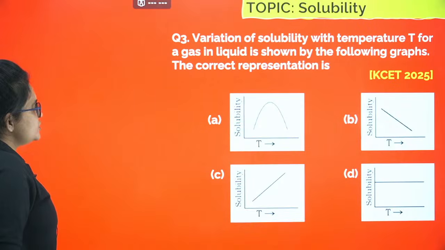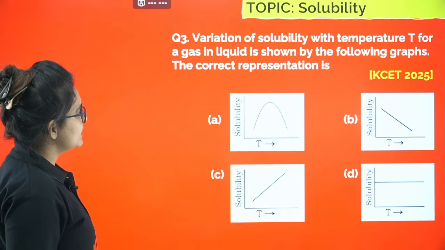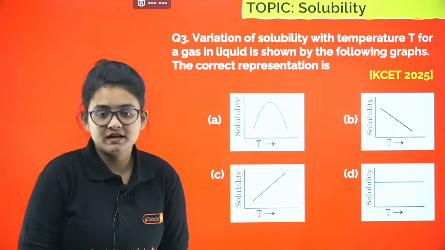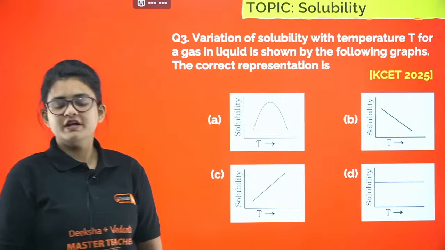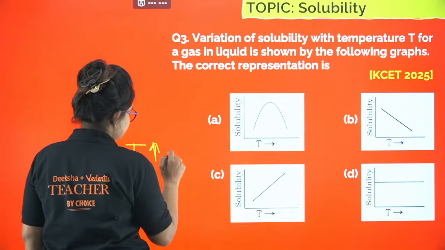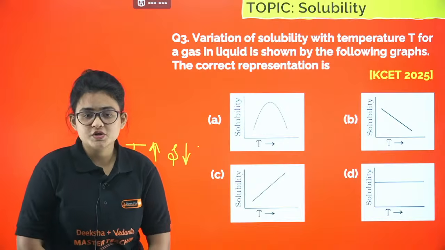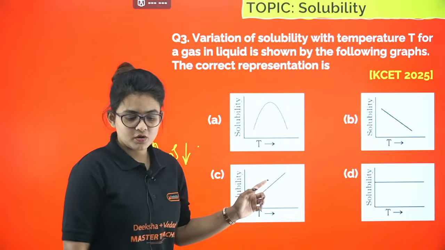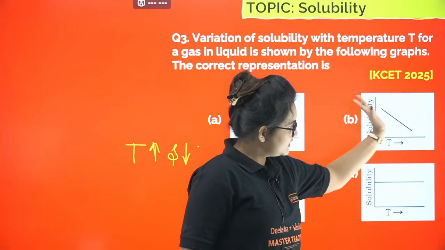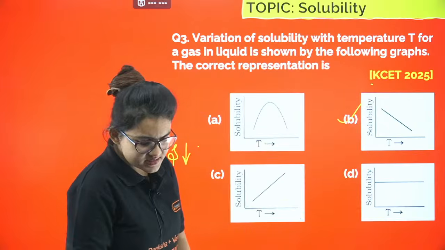So here you can see the variation of solubility with temperature T for a gas in a liquid is shown by the following graphs, the correct representation. In one short video I told this properly, that if temperature is increased, solubility decreases. They are inversely proportional to each other. So in accordance with that, if you plot the graph, it will come something like this. If the temperature increases, solubility decreases. So that's going to be the correct option. I guess it's clear to you.